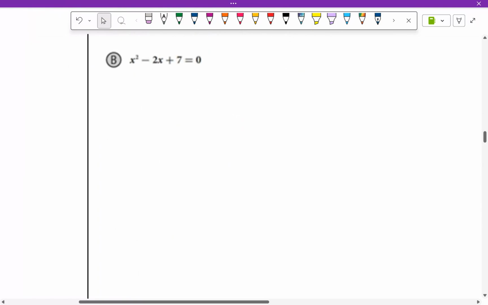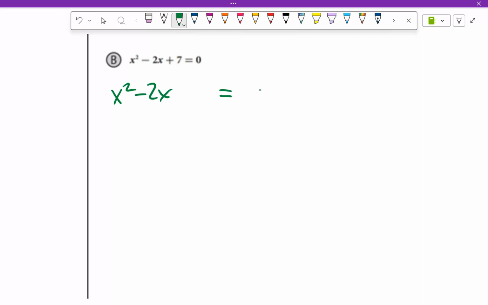All right. Do we have a quadratic? Yes. Is it equal to 0? Okay, so it's solvable, right? Is there a leading coefficient this time? No. So I get to skip step 1. I don't have to divide by it. Okay? All right. I do now need to move what to the other side? The 7's going to go to the other side. So we're going to go x squared minus 2x, big gap, equals negative 7.